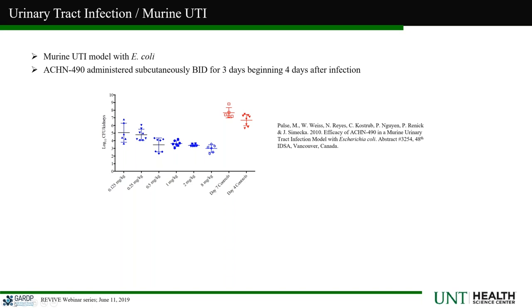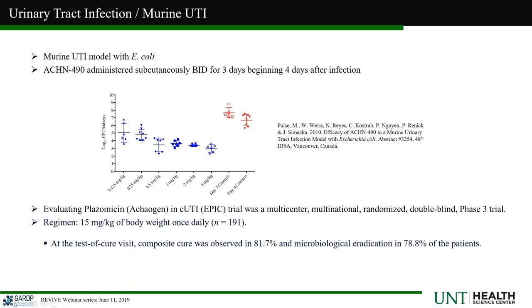Achaogen's EPIC clinical trial, which was a phase 3 trial, had an 82% composite cure and close to 80% microbial eradication in patients. So we went from a UTI model in a mouse to a clinical trial with equivalent efficacy.